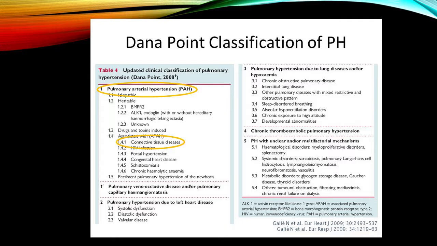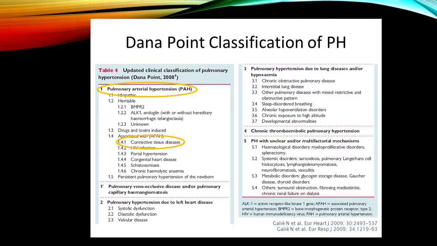However, as I mentioned a couple of slides ago, there are also other causes for pulmonary hypertension, such as pulmonary veno-occlusive disease, and pulmonary hypertension due to left heart disease. That means there's something wrong with the left pumping chamber of the heart. Those pressures can also back up to the right side of the heart and cause elevated pressures within the lungs.